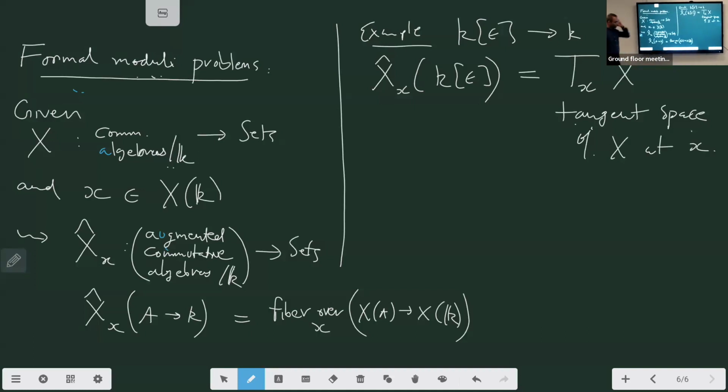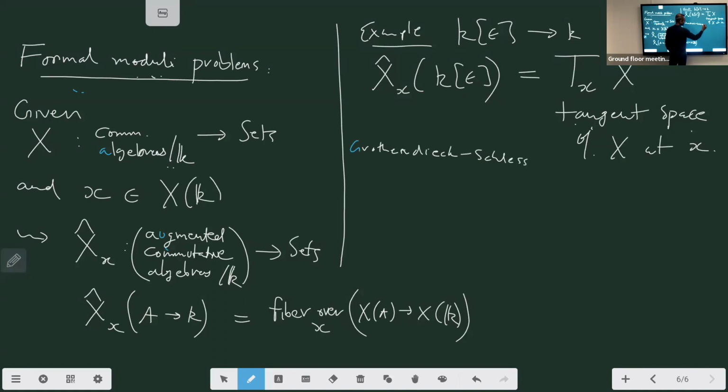Right? So I can define this new gadget that sees things around the fixed point X. And I can restrict to a sufficiently small neighborhood of the point by asking that I only allow augmented commutative algebras that are sufficiently small. So this is the Grothendieck-Schlesinger approach to deformation theory.